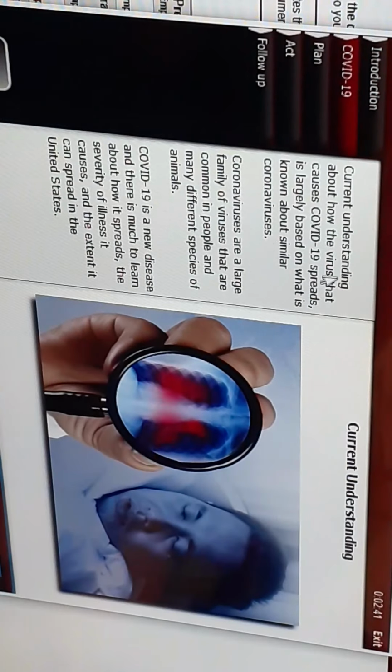Current understanding about how the virus that causes COVID-19 spreads is largely based on what is known about similar coronaviruses. Coronaviruses are a large family of viruses that are common in people and many different species of animals. COVID-19 is a new disease and there is much to learn about how it spreads, the severity of illness it causes, and the extent it can spread in the United States.